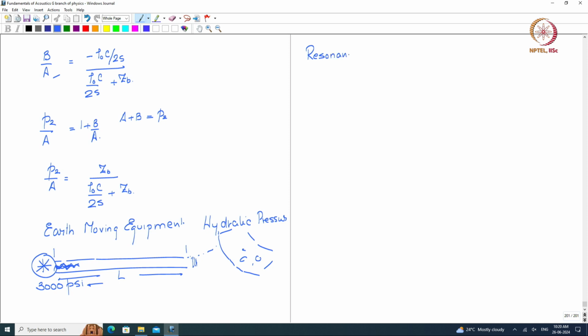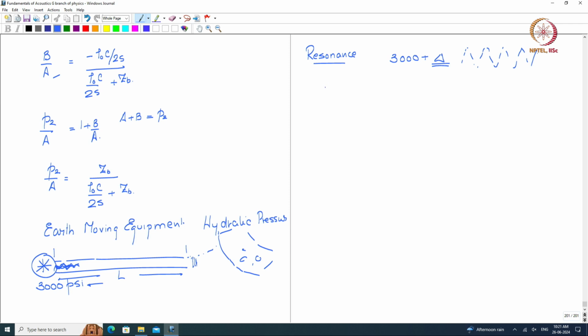Okay, acoustic resonance. What happens is there will be pulsations on top of 3000 psi, and these can be very high. So the pressure can oscillate like this in the pipe. This may even reach 3000 psi, which is dangerous, because 3000 minus 3000 goes to 0, etc. So you will have boiling and all that, cavitation.